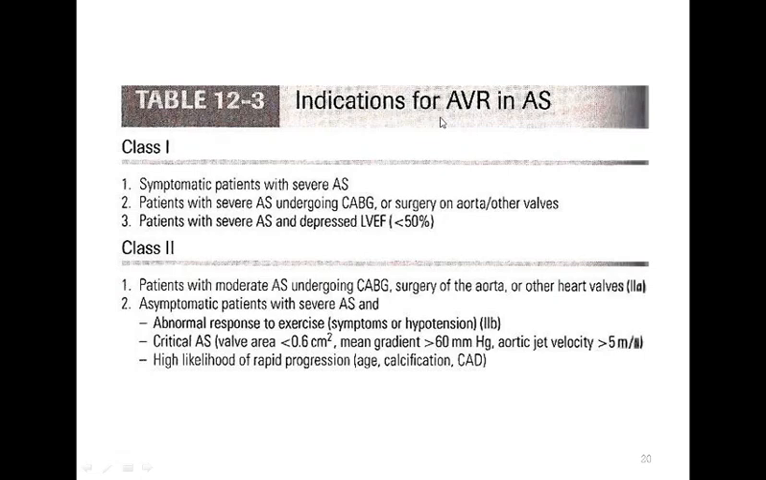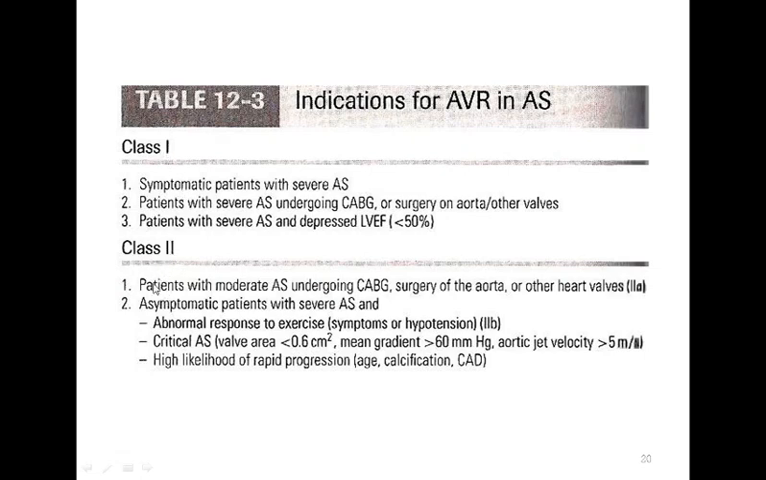So what are the indications for aortic valve replacement in aortic stenosis? The class 1 indications are: symptomatic patient with severe aortic stenosis; patient with severe aortic stenosis undergoing coronary artery bypass grafting or surgery on aorta or other valves, then you have to consider aortic valve replacement. Third indication is patient with severe aortic stenosis and depressed left ventricular ejection fraction that is less than 50%. So those three are the class 1 indications for aortic valve replacement.